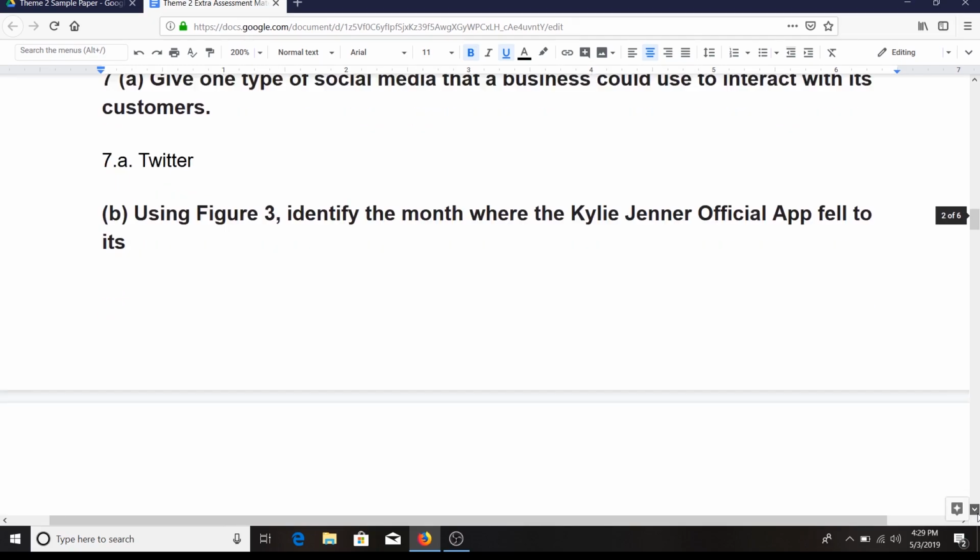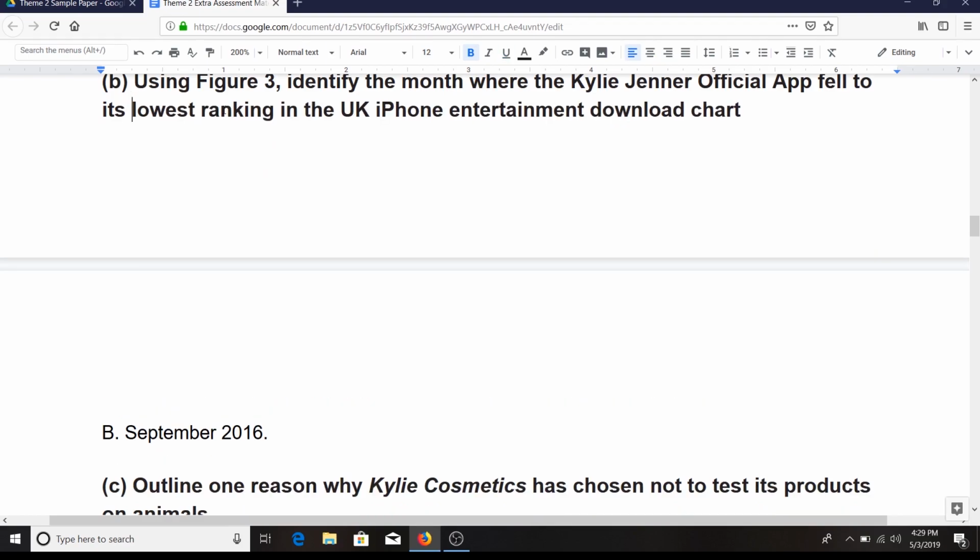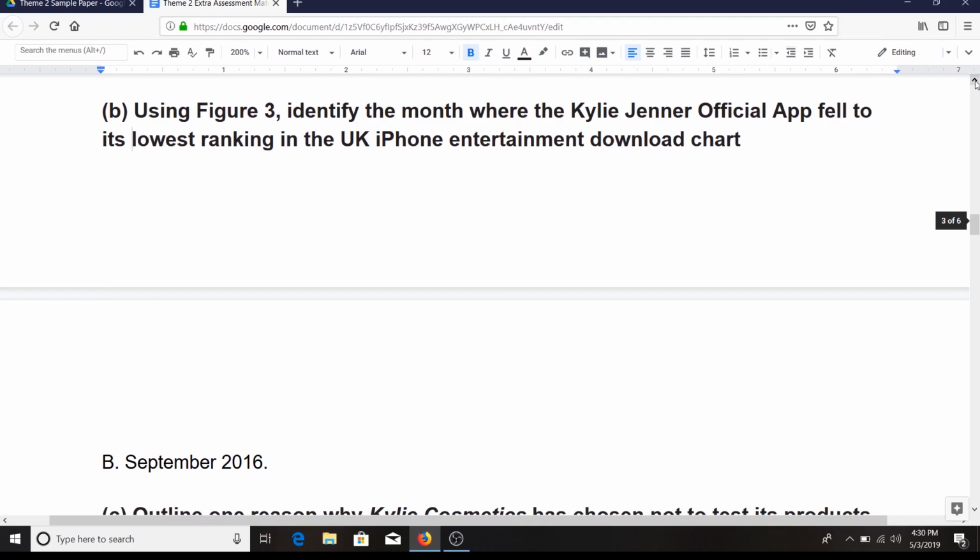Give 1 type of social media that a business could use to interact with its customers. Okay, well, Twitter, how easy is that? That's marks for nothing, isn't it? Okay, we've just got a split here. Let's just sort that out. Using figure 3, identify the month where the Kylie Jenner official app fell to its lowest ranking in the UK iPhone entertainment download charts. Well, that was September 2016.